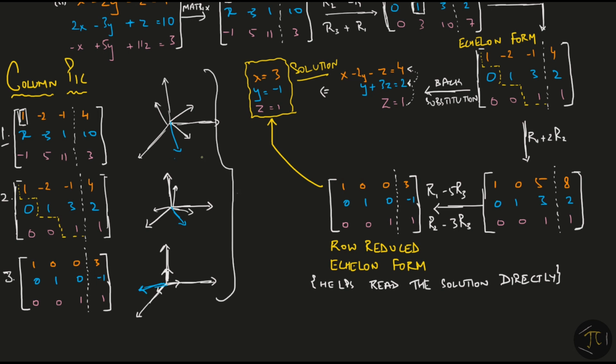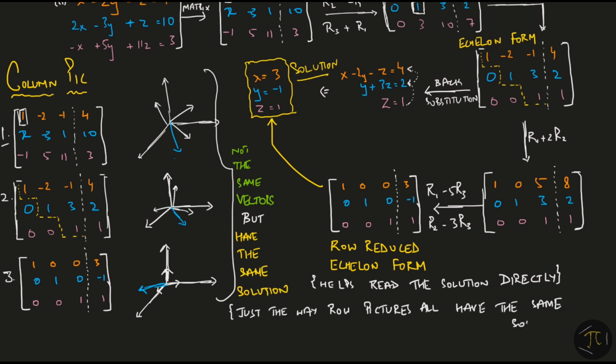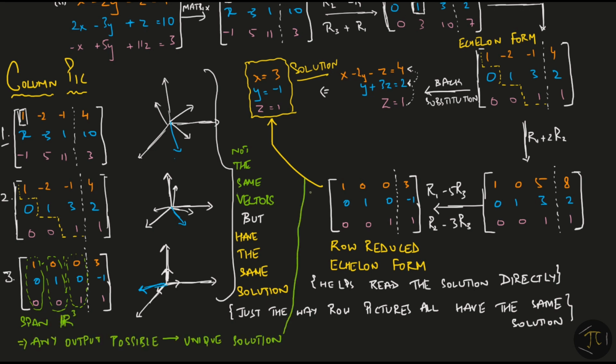The 3 pictures do not have the same vectors, but they all have the same solutions. This is just the way that the corresponding row pictures all have the same solution. In each column picture, if I take 3 times the first vector, minus 1 times the second vector, and 1 times the third vector, I would reach the corresponding output vector. The row reduced echelon form has the standard basis as the columns, so they span R3, and I know I can reach any output in R3 in a unique way.